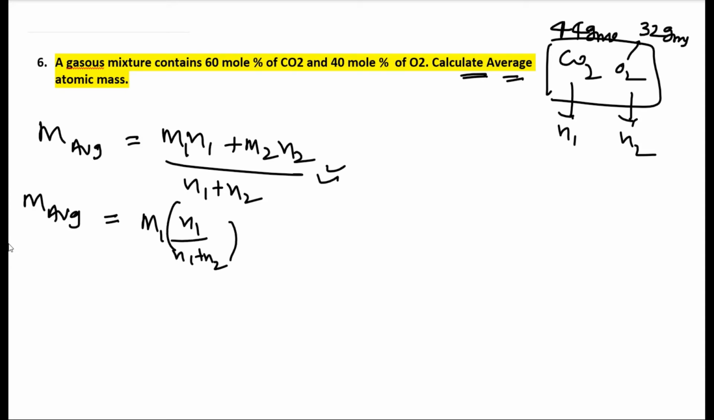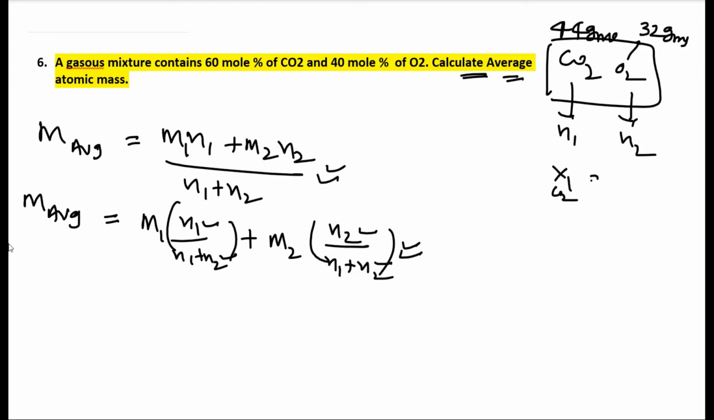The same formula I have written like this. Mole fraction is the number of moles of the first one by total number of moles, and the number of moles of the second one by total number of moles. Please closely observe mole fraction. This is x1, CO2: number of moles of CO2 by total number of moles. This is x2, O2: number of moles of O2 by total number of moles.